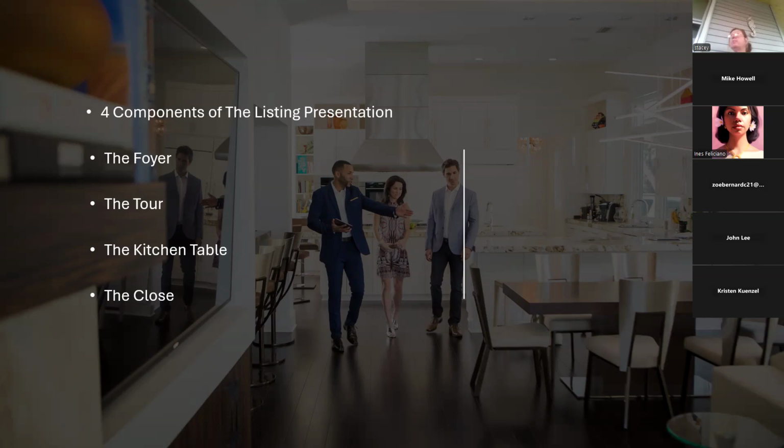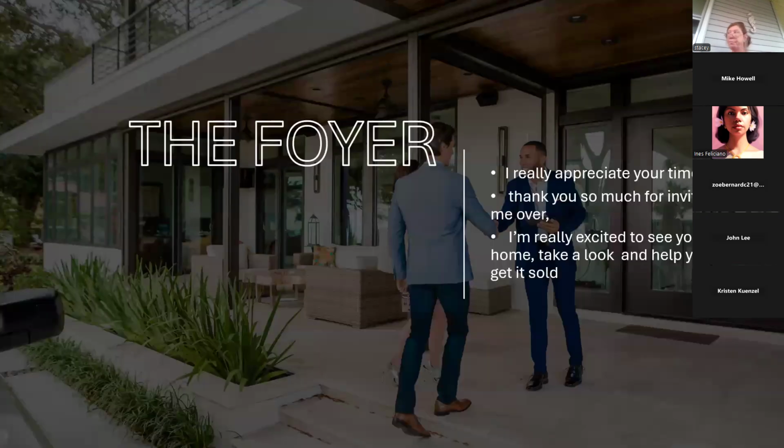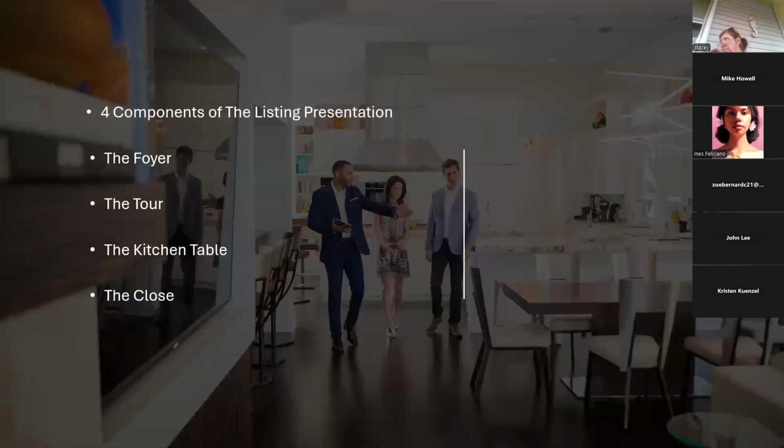Then we go to the foyer. And the foyer is where you meet them. It might be right in front of the house. It might be in the house. Let me go to the next one. So this is the foyer. In this case, it's in front of the house, but it could be in the hallway. So the foyer is the next thing. What do I say when I get to the foyer?